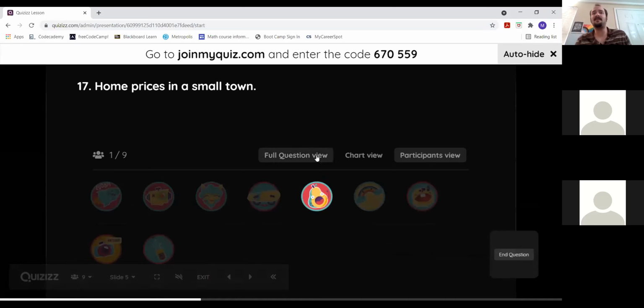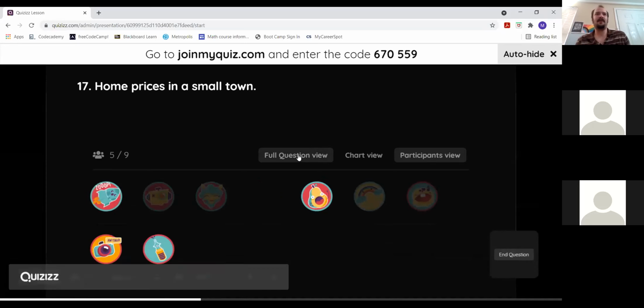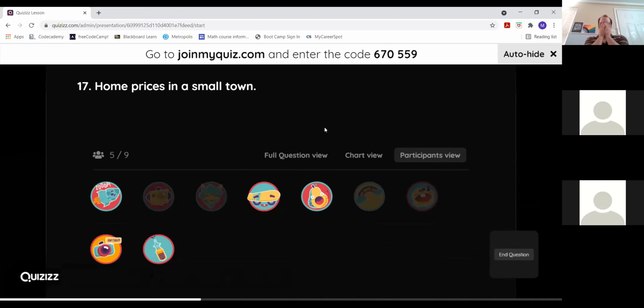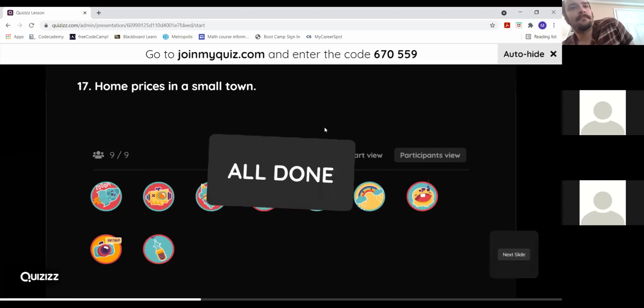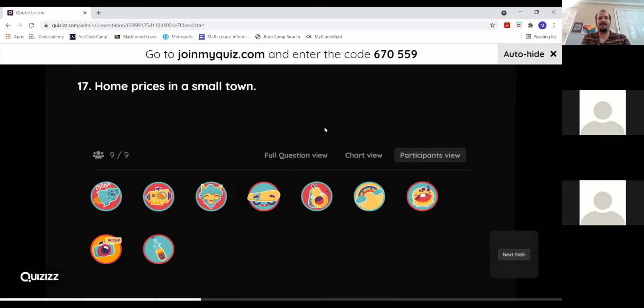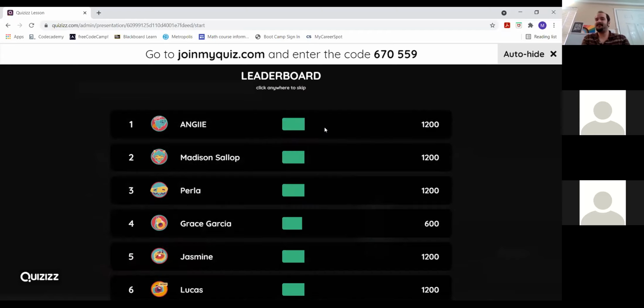So home prices in a small town. Is this qualitative or quantitative? They are going to give me a number. It should be quantitative.